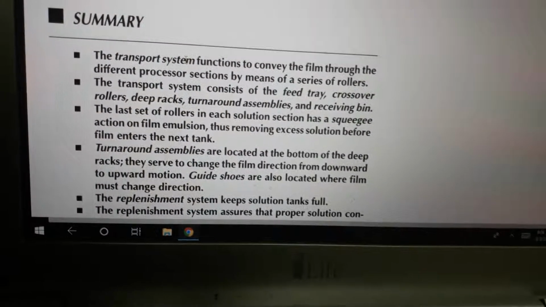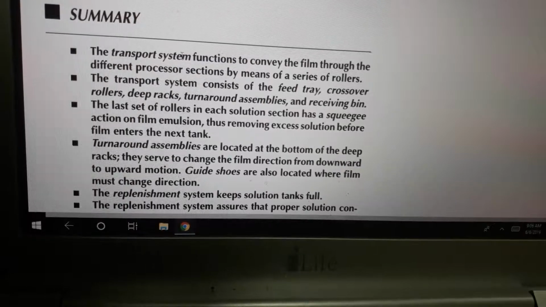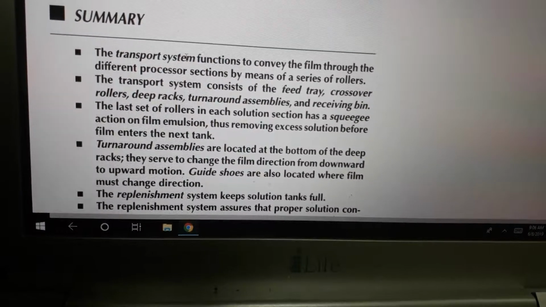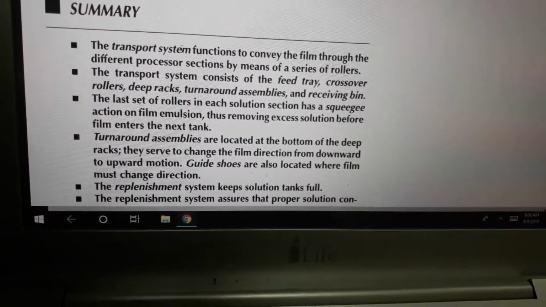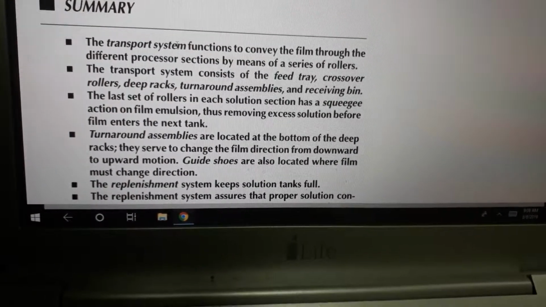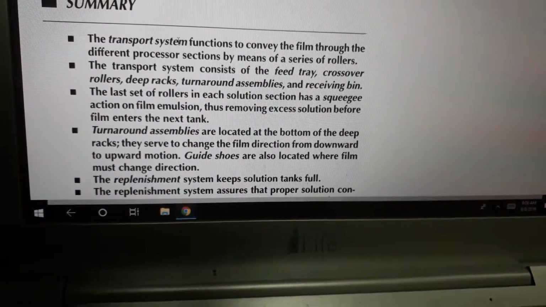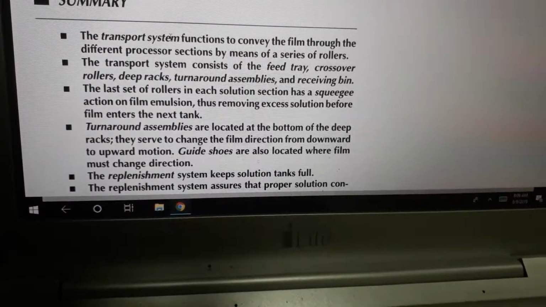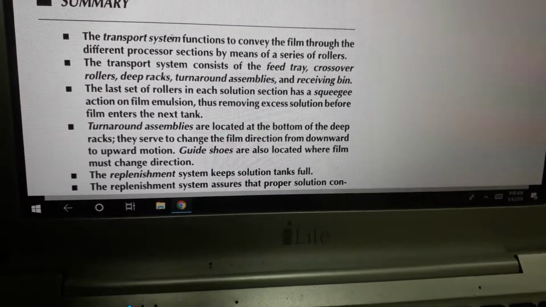The transport system functions to convey the film through the different processing sections by means of a series of rollers. The transport system consists of the feed tray, crossover rollers, deep racks, turnaround assemblies, and the recycle bin.